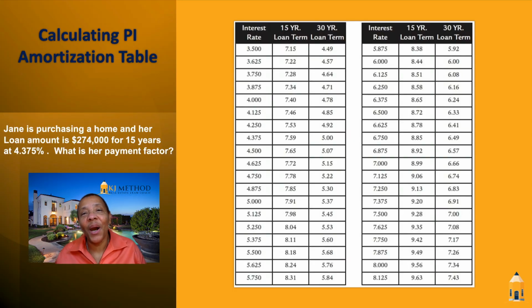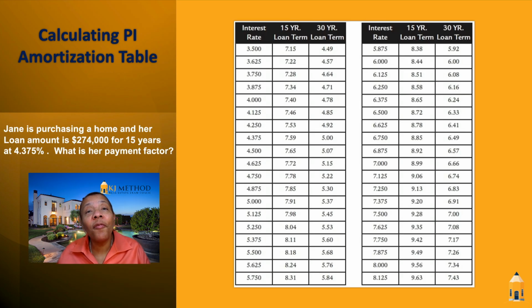All right, so how do we calculate principal and interest? How do we calculate that payment every month of principal and interest? Well, we use a chart just like this that you see in front of you. So let's say Jane is purchasing a home and her loan amount is $274,000 for 15 years at 4.375 interest. What is her payment factor?